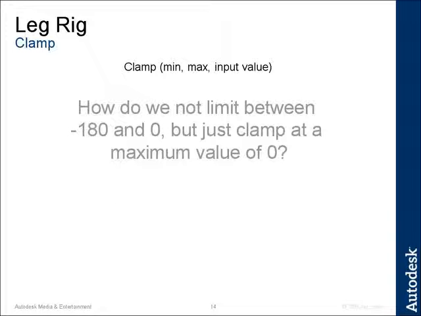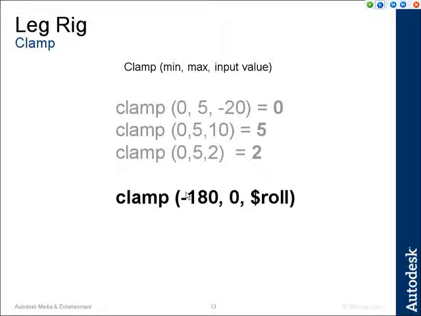But the problem with that solution is that we're now limiting roll to only be allowed to be anywhere between minus 180 and 0. What happens if we want it to be more than minus 180? What if we want it to be minus 360 or minus 2,472? We could always type in a really, really high value here, like negative 18 billion or something like that, but you never know what value the animator is going to want to use. So we shouldn't really limit it like that.